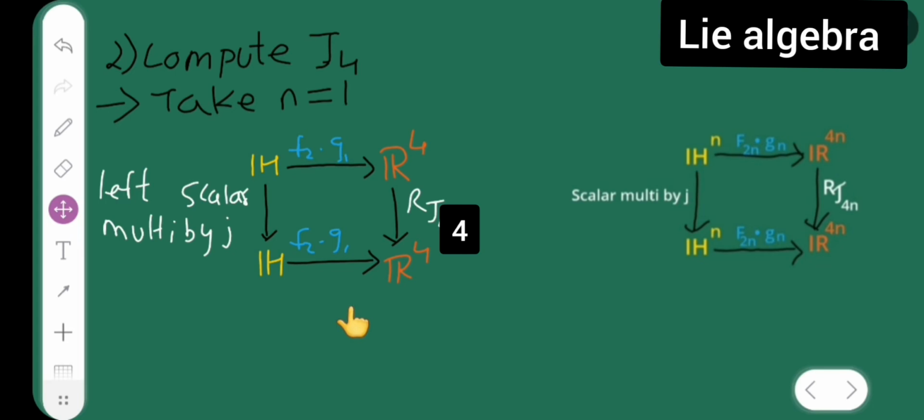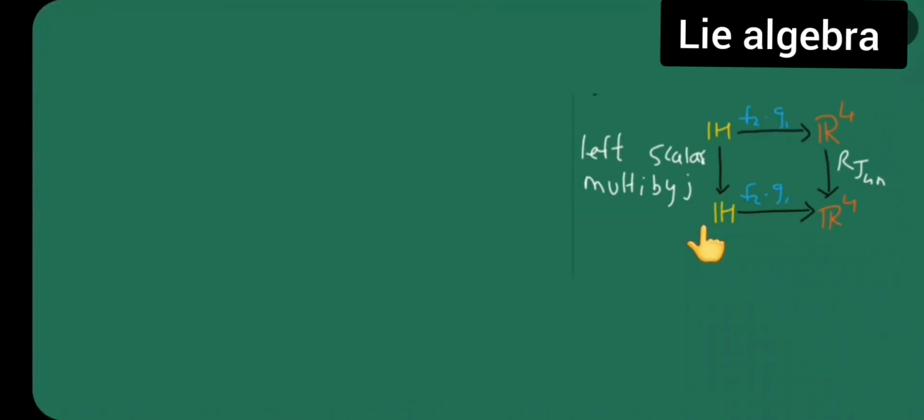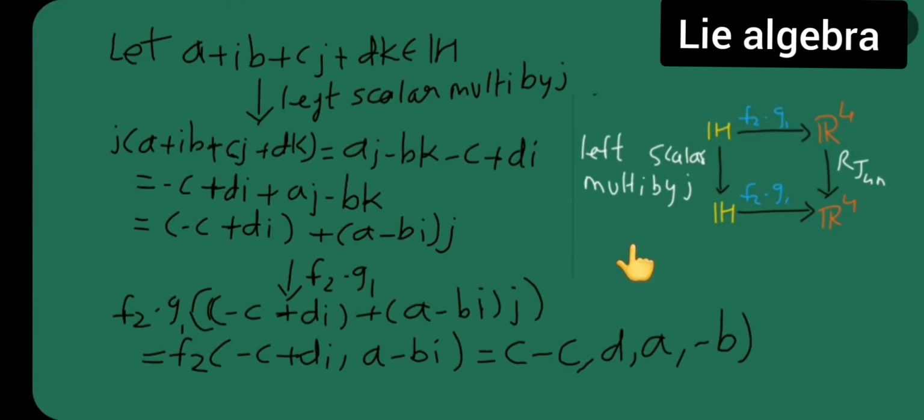Next, for J4 I want you all to solve it. It is similar to I4. How I commuted I4, same way you have to commute J4. So first I have to start from path 1. I have to start from here and reach here, R4, from this side.